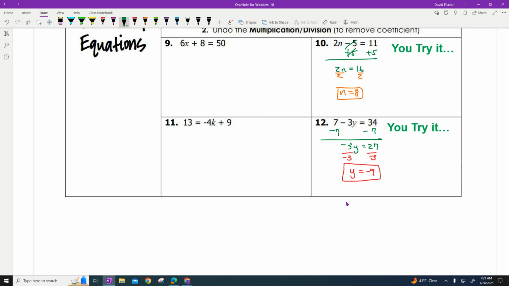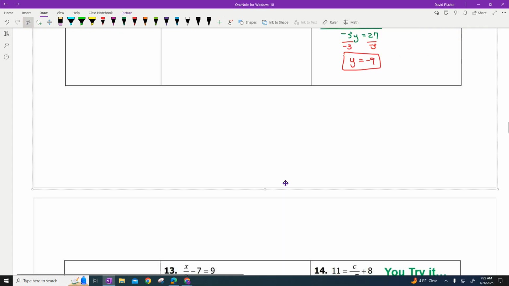If you're going to use your calculator, I did 34 take away 7. I left that 27 in my calculator because I know in a second I want to divide by a negative 3. So don't keep clearing out your calculator every time. So then I divided by a negative 3 and I got a negative 9. Good for you if you got both of them.